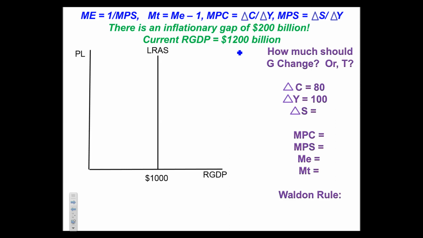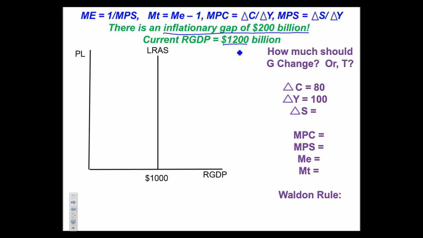So now we have another situation. It says here that there's an inflationary gap of 200 billion. Current GDP is 1,200 billion. Whoa, current real GDP is 1,200 billion. Okay, there's a mistake here then. Oh, no, never mind. That's right.